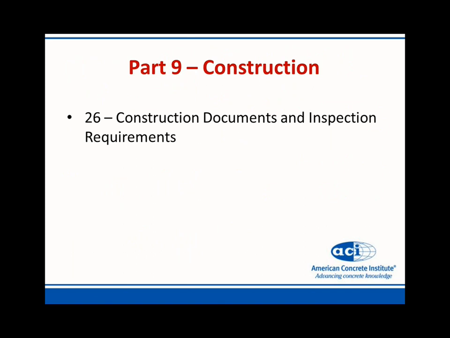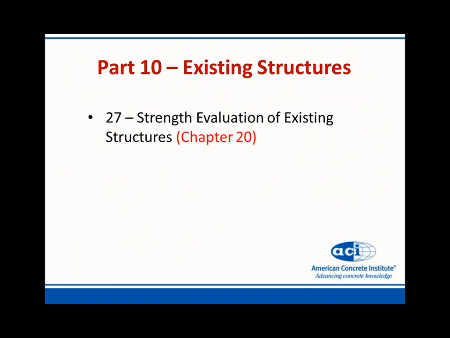So what we've done in Chapter 26, largely haven't changed things. There's a difference of opinion on that. I believe those responsibility issues have always been there. Nonetheless, we've sure made it easier for the design professional because we've collected all of those construction requirements and put them in one place in Chapter 26. And the last chapter of the code is Chapter 27. It's the old Chapter 20, the load test structure and strength evaluation of existing structures.